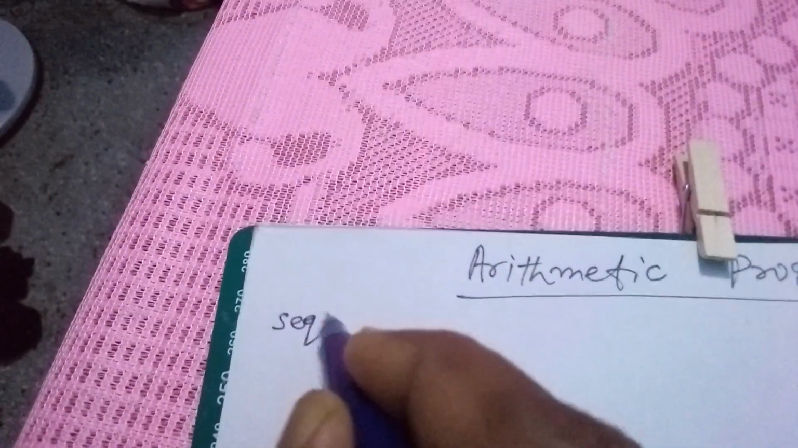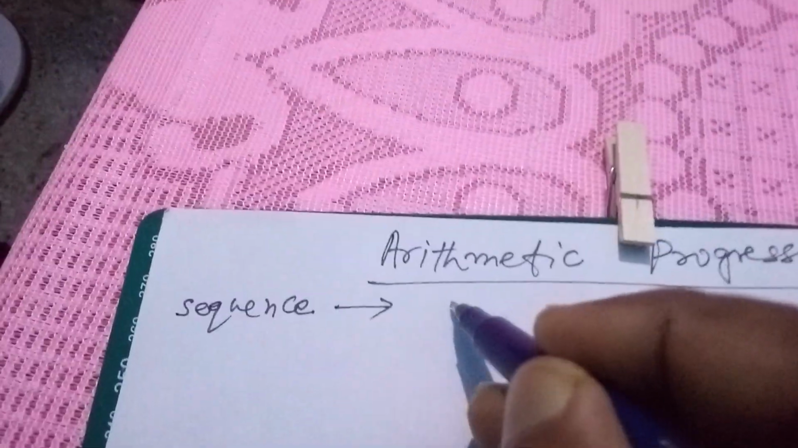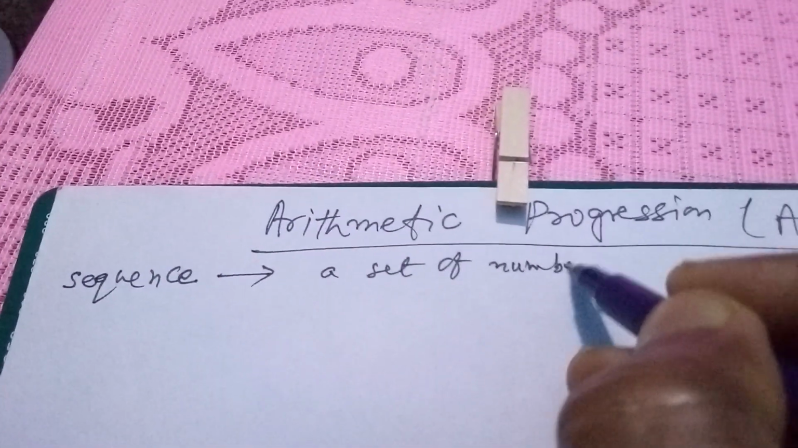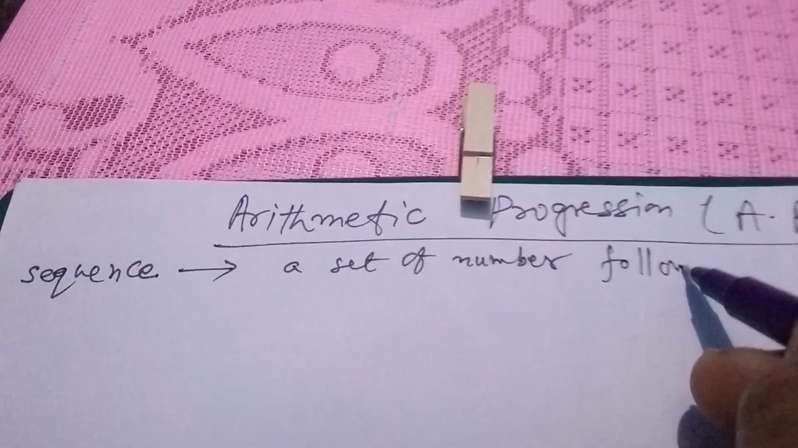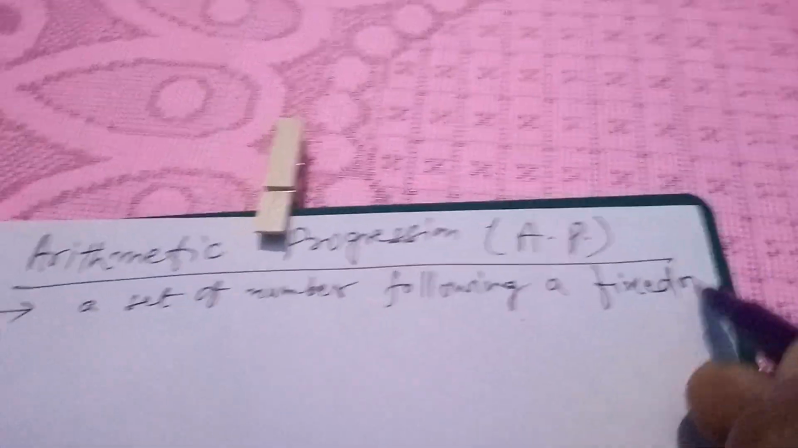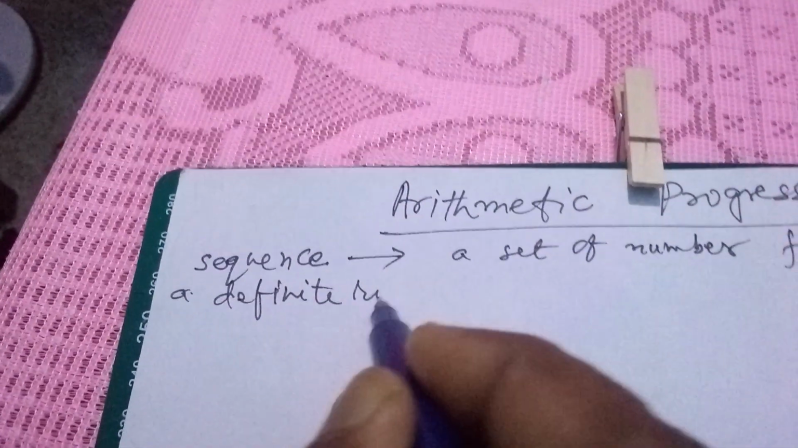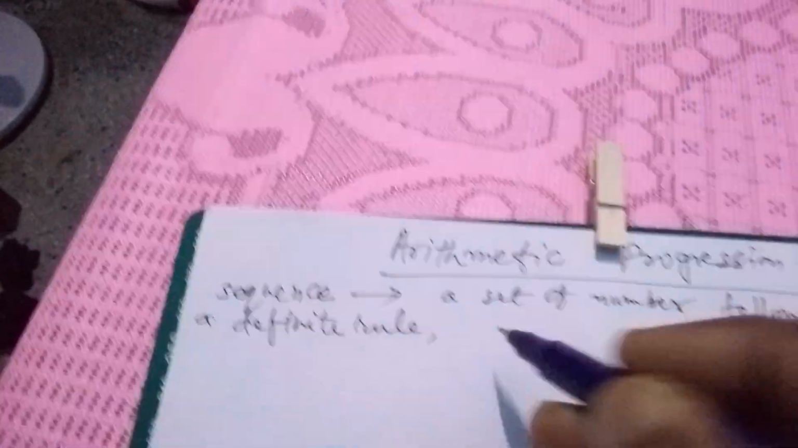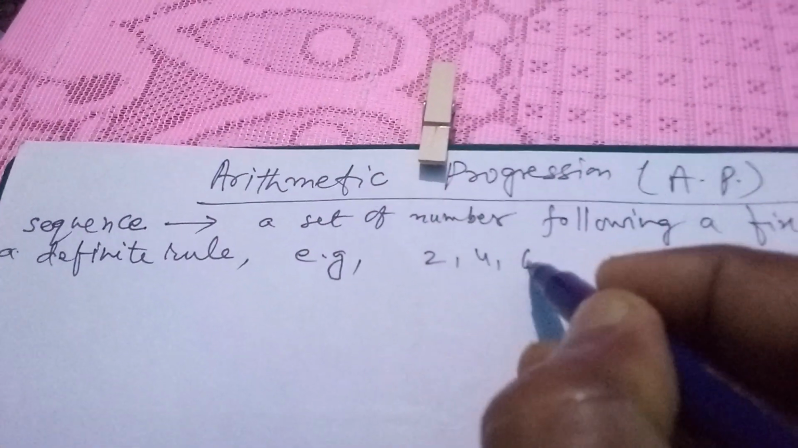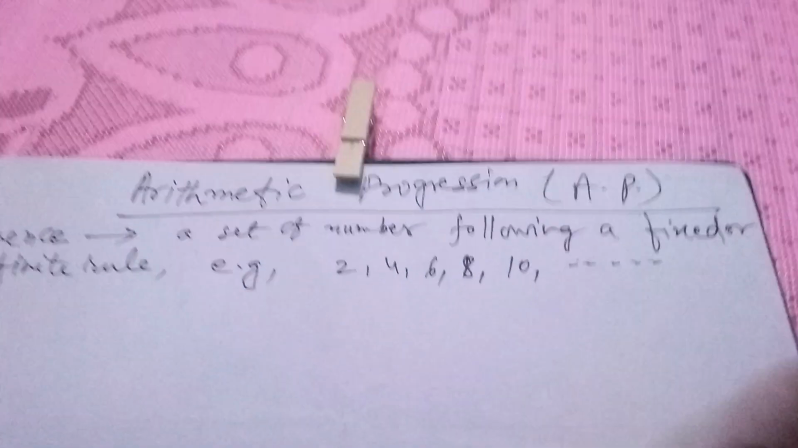First is sequence. A sequence is a set of numbers following a fixed or a definite rule. For example, you see 2, 4, 6, 8, 10, and so on.